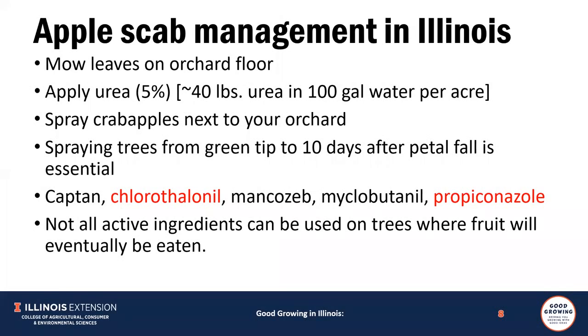I have some fungicides listed here for apple scab management. The ones in red I have listed here because they can maybe be found for ornamental settings, but you need to be sure to read the label for what fungicide you're using and make sure that you follow that label so you know that it's being applied properly. And not all these active ingredients can be used on trees where the fruit will be eaten eventually, or there may be a restriction on how far you can use a particular fungicide up until the harvest time. And so a pre-harvest interval is what it's referred to.